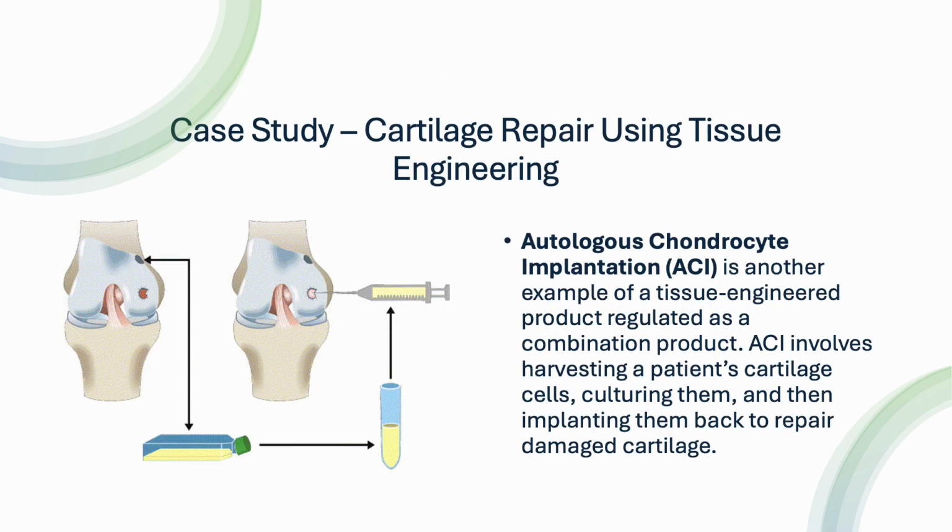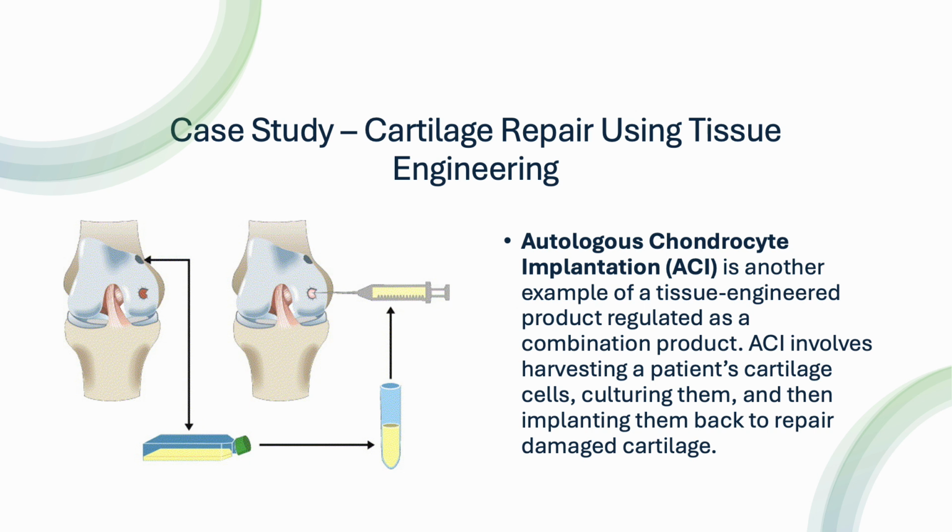Another case study that I chose is about autologous chondrocyte implantation, or ACI, which is a promising tissue engineering technique used to repair cartilage. This procedure combines a biologic component, which is autologous, so it's coming from the patient's cells, with a device component, which is a scaffold, which requires dual regulatory approval. So this is what you can see in the picture on the left side of this slide.